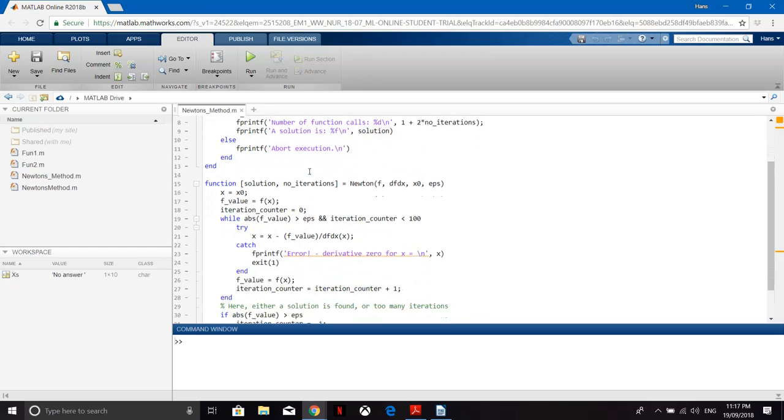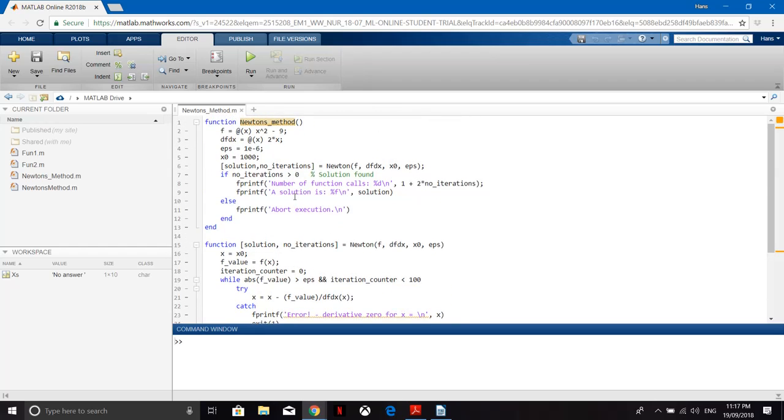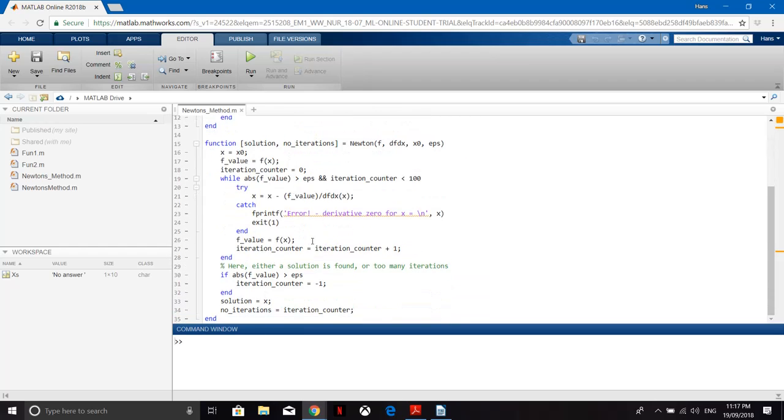Okay, we just need to run the program now, and handling of the potential division by 0 is done by a try-catch construction, which works as follows. First, MATLAB tries to execute the code in the try block, but if something goes wrong, then the catch block is executed instead, and execution is terminated by exit here.